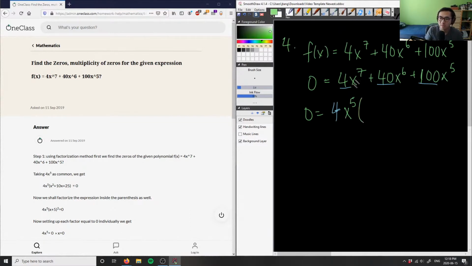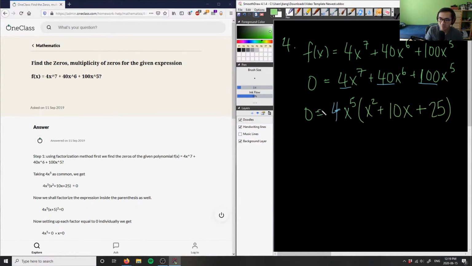And then let's see what I'm going to get. I'm going to be left here with x squared, because I have x to the power of 7 divided by x to the power of 5, which is x squared, plus, and then I have 40 divided by 4, which is going to give me 10. And then x to the power of 6 divided by x to the power of 5 would just give me x. And then 100 divided by 4 is going to give me 25. And the x to the power of 5 terms canceled out.